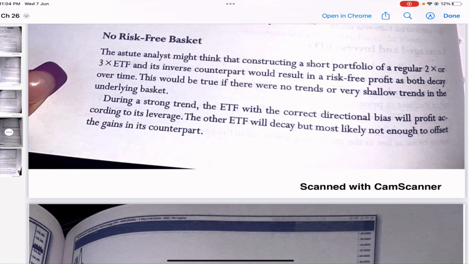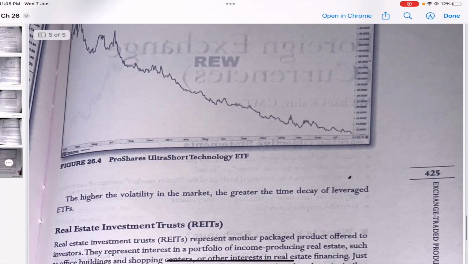Okay. So what is a no risk free basket? The astute analyst might think that constructing a short portfolio of a regular 2 times or 3 times ETF and its inverse counterpart would result in a risk free profit, as both decay over time. This would be true if there were no trends or very shallow trends in the underlying baskets. During a strong trend, the ETF with the correct directional bias will profit according to its leverage. The other ETF will decay, but most likely not enough to offset the gains in its counterpart. So don't think that there is no risk. There is risk still involved.